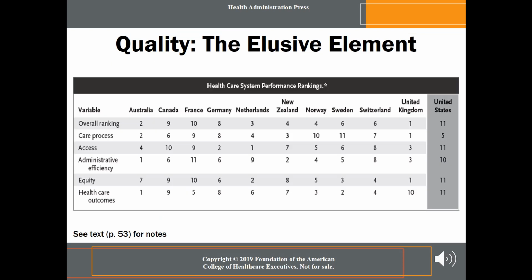I won't spend a whole lot of time on this graph other than to say there's a lot to debunk here. There'll be some journal articles and some other research to share with you in the weeks ahead.